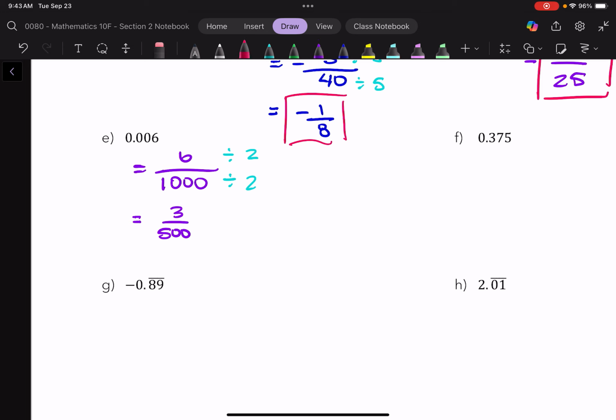Now, 3 is a prime number, meaning it only has 2 factors, 1 and itself. But 500 is not divisible by 3, because if I add those digits, 5 plus 0 plus 0 gives me 5, and 5 is not a multiple of 3. So I know this here is my final answer.